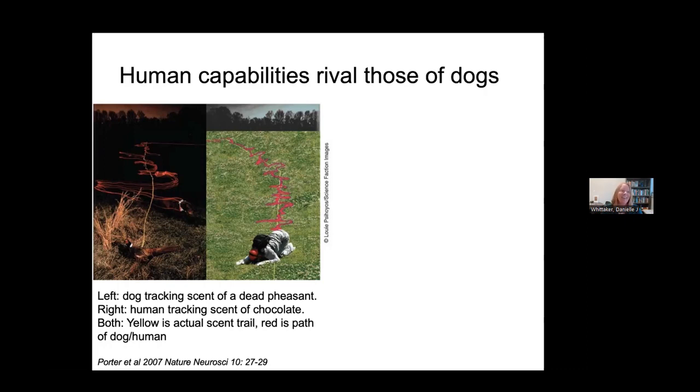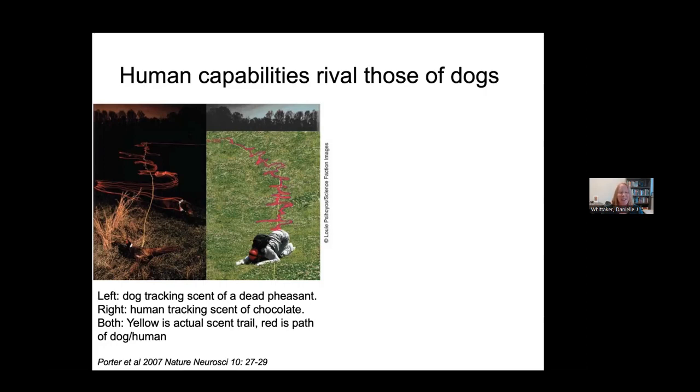On the right is a photograph showing, in yellow, where chocolate was dragged through the grass, and the red is showing the path that a human volunteer, who's in the photograph here, took to follow that trail using their sense of smell. The volunteers in this study had their eyes, ears, and hands covered. They could only use smell to track the scent of chocolate in the grass.